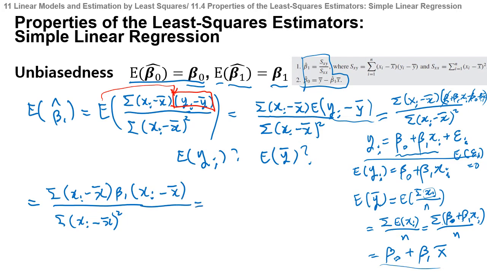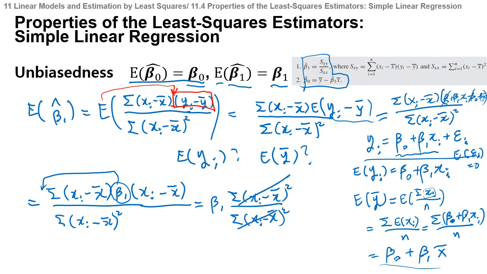And actually you can move this beta 1 outside, and that is beta 1 times the sum of xi minus x bar squared, divided by the sum of xi minus x bar squared. So these parts cancel, and you are going to have beta 1. So we showed that the expected value of beta 1 hat is the same as beta 1.